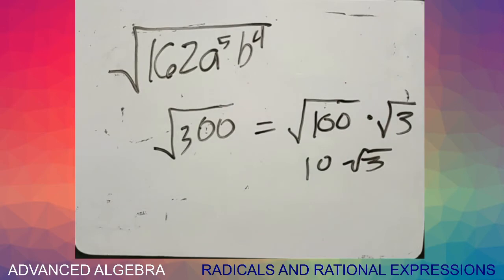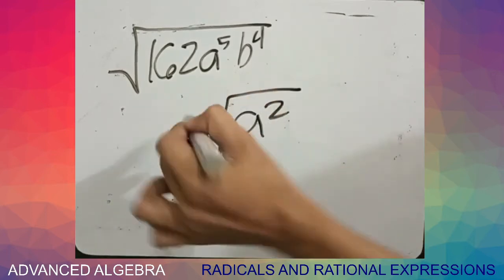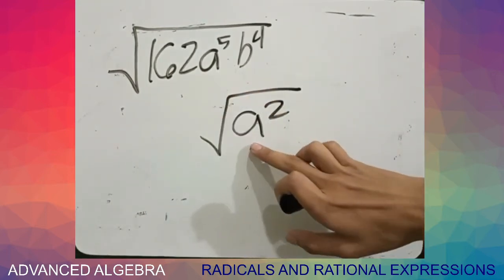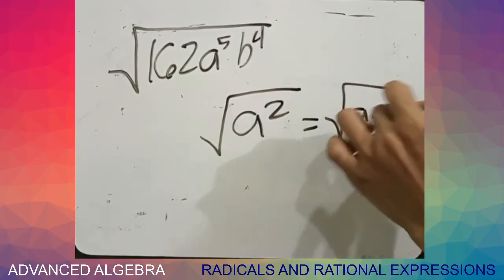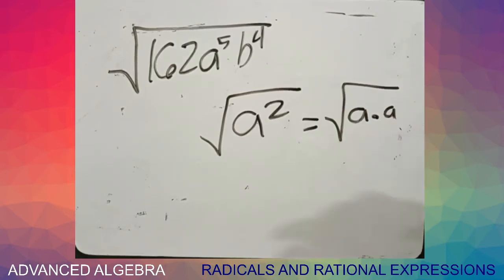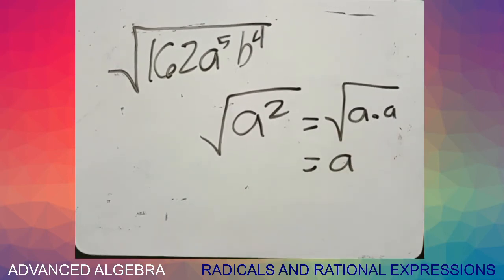Okay? So, let's proceed to another example, which is the square root of 162 a to the 5th power b to the 4th power. Okay. So, kung mapapansin nyo dito sa example natin, meron tayong variable na may exponent. So, sir, yung variable na may exponent, possible po ba magkaroon ng square root siya? Yes po. Kasi 'di ba, kunwari, a squared. So, what is the square root of a squared? So, ano yung factor ni a squared na tinatime sa kanyang sarili? So, possible, a times a.